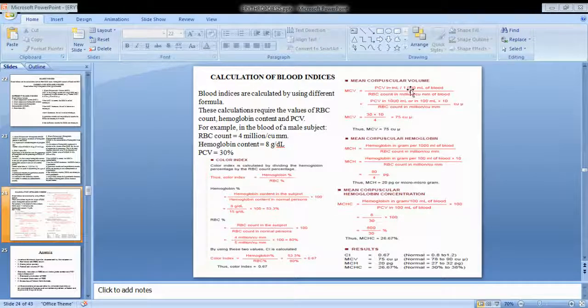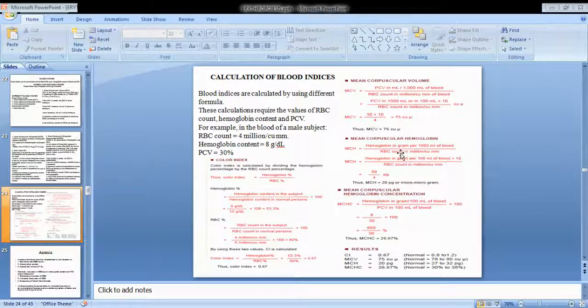MCV is equal to PCV in ml in 1000 ml of blood by RBC count in millions per cubic millimeter of blood. So MCV is calculated like this. You can see one example is given.